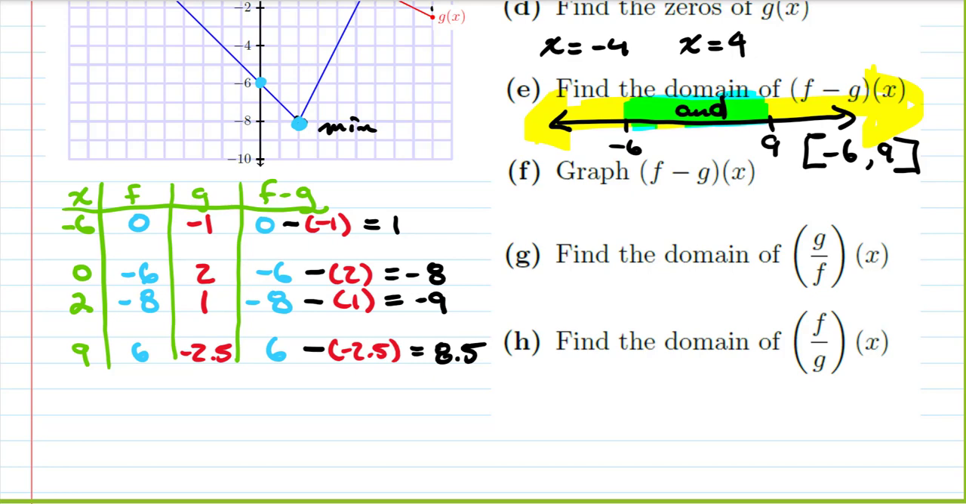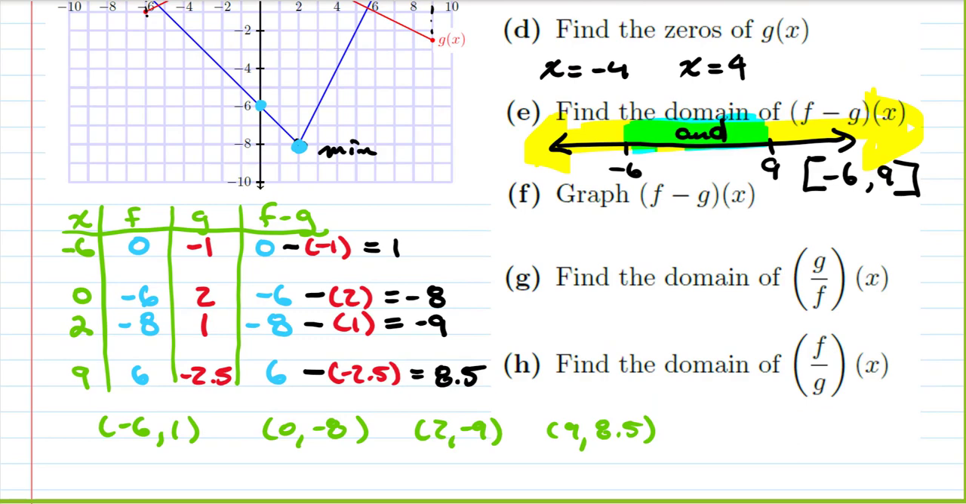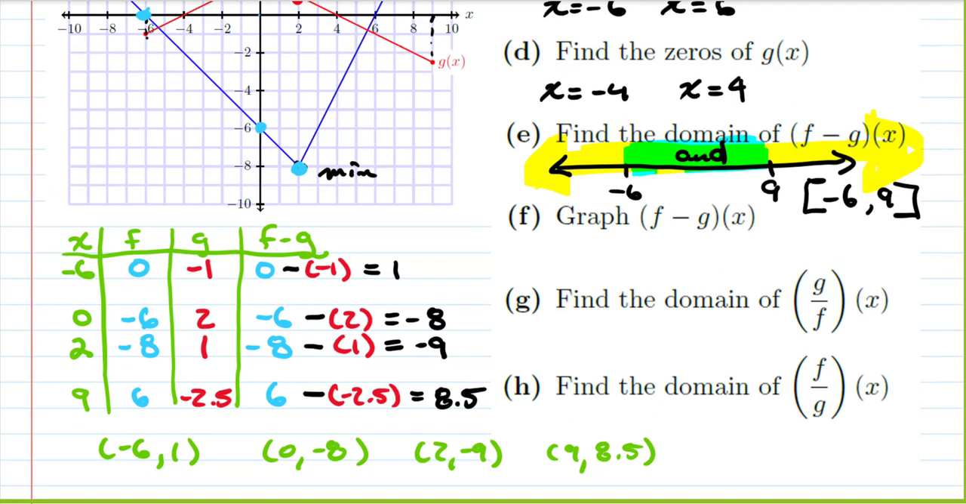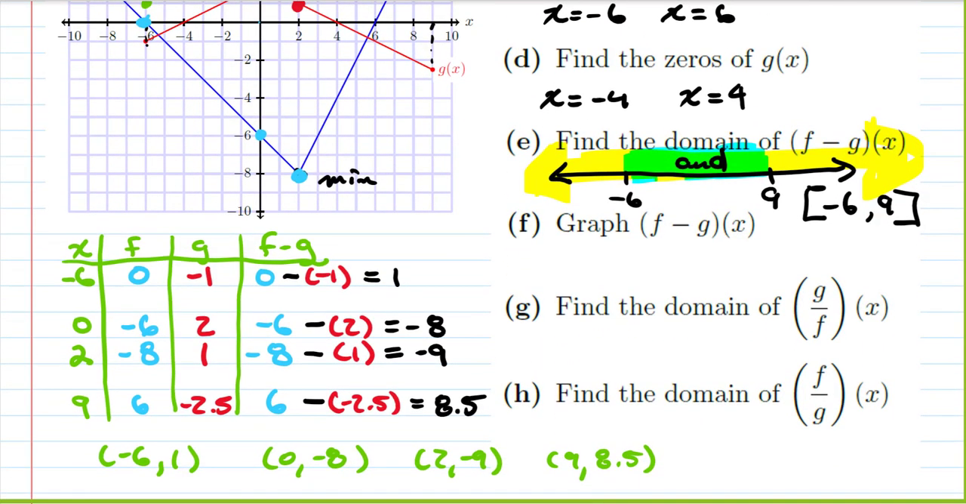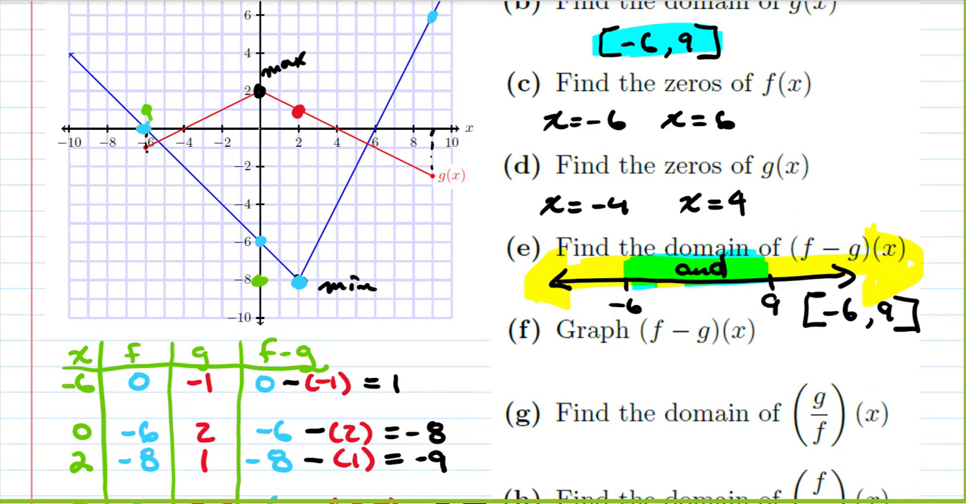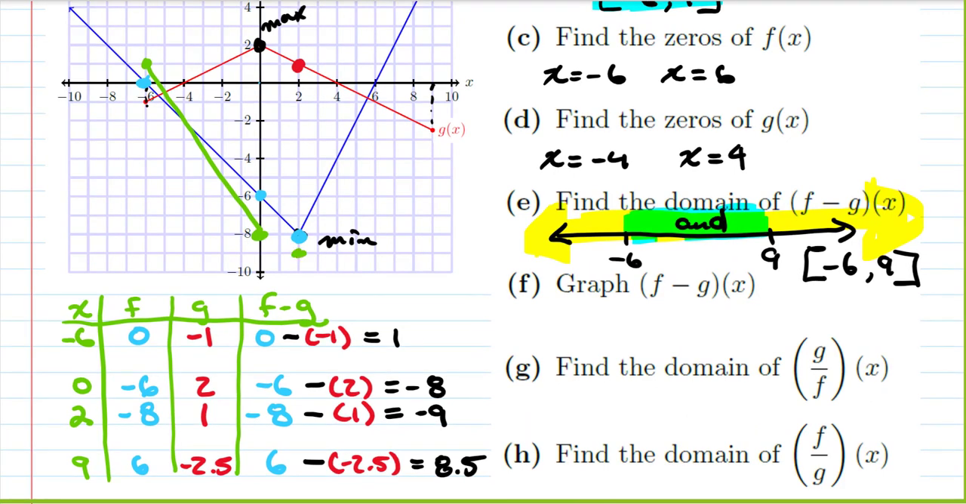So now this gives us a list of ordered pairs. So in green, -6 pairs with 1, 0 pairs with -8, 2 pairs with -9, and 9 pairs with 8.5. So we plot these points, -6 and 1. And then we plot 0 and -8. So we connect those. And then we plot 2 and -9. And then lastly, we plot 9 and 8.5.